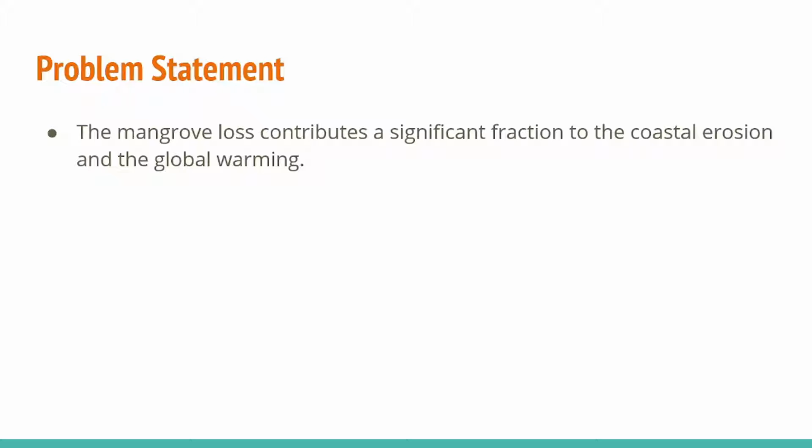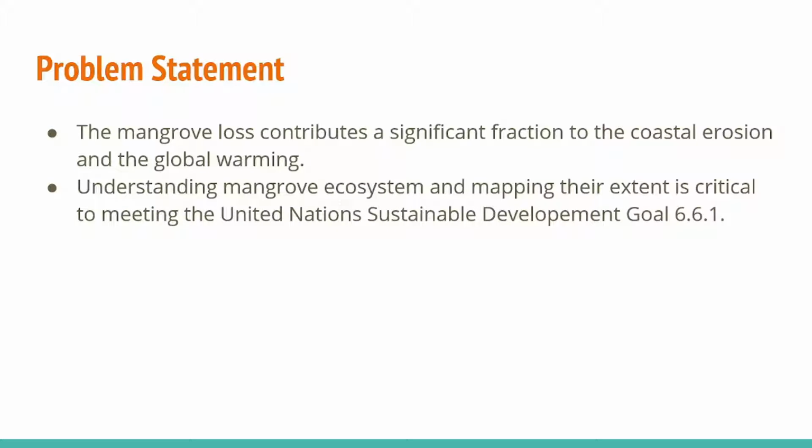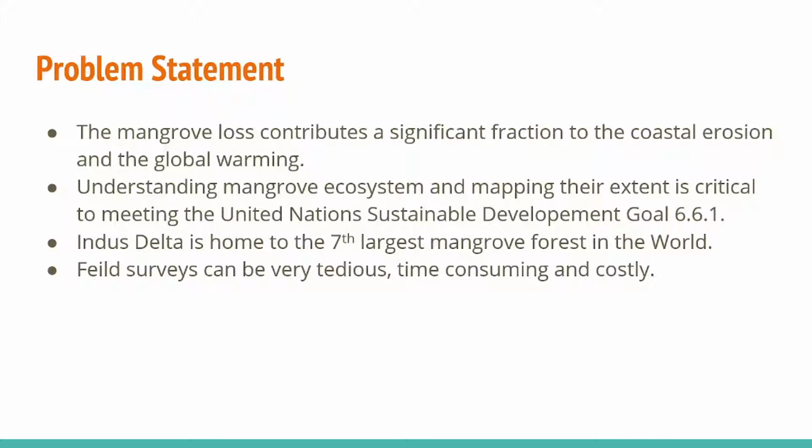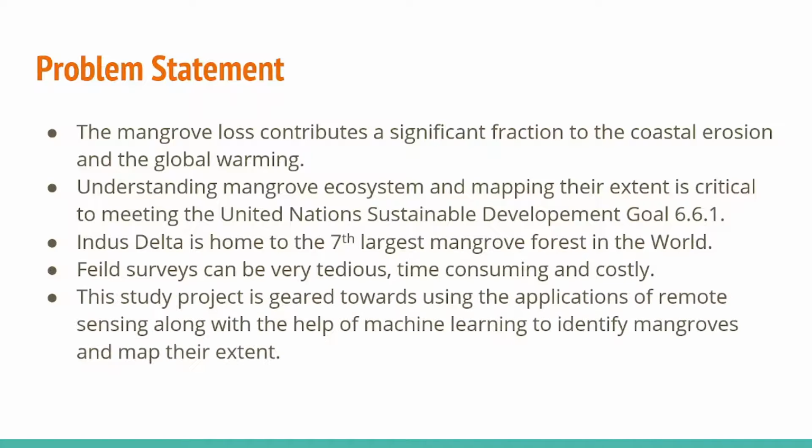The problem statement is that mangrove loss contributes a significant fraction to coastal erosion and global warming. That is why understanding them is very critical to meeting the UN SDG indicator 6.6.1. Indus Delta is also home to the 7th largest mangrove forest in the world. Field surveys for mapping mangroves can be very tedious, time consuming, and costly.